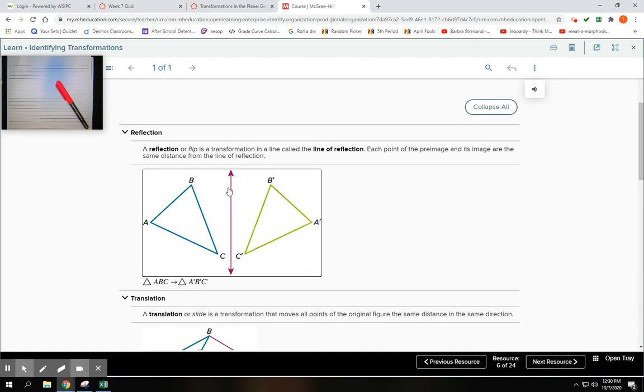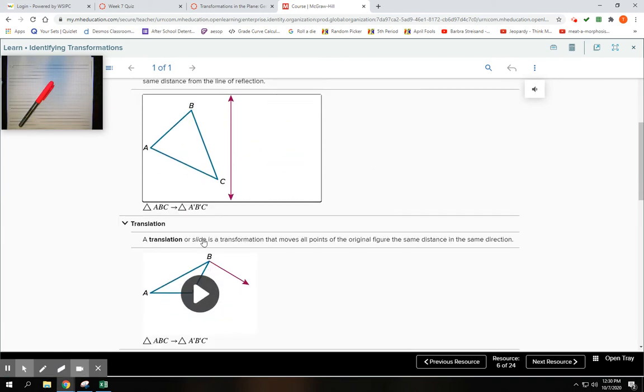If this was an inch, this would be 1 inch as well. If this was half an inch, this would be half an inch as well. These distances are preserved. These angles are preserved. All you've done is taken your image and flipped it over.